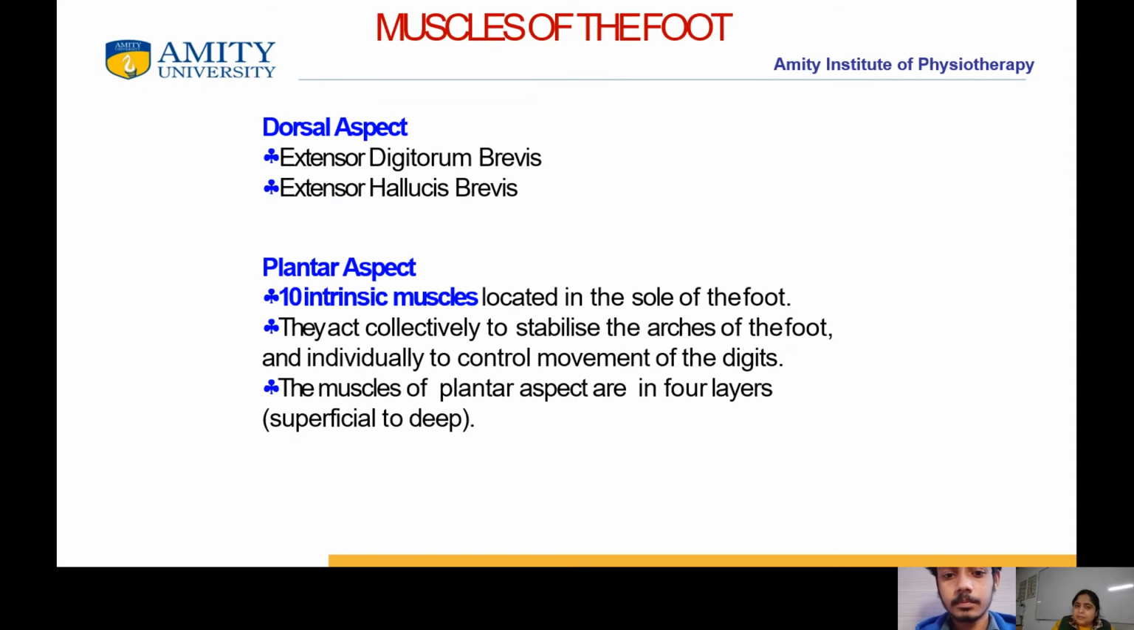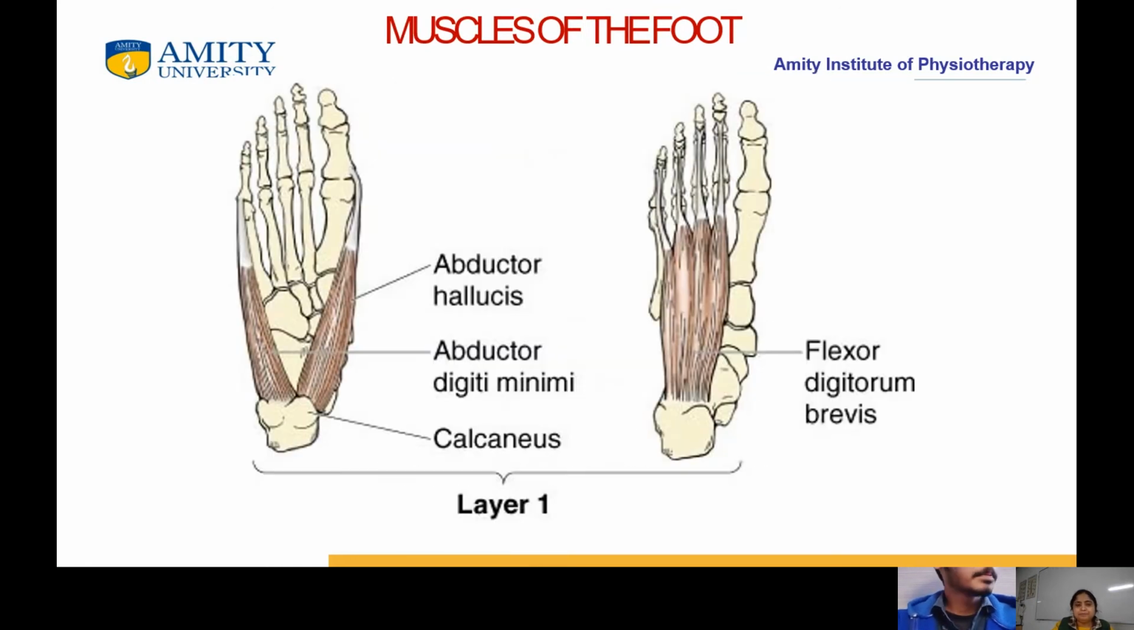Now if we see the dorsal aspect of the muscles of the foot, we have extensor digitorum brevis and extensor hallucis brevis. And in the plantar aspect, we have 10 intrinsic muscles that are located in the sole of the foot. Now, what is the significance of these 10 intrinsic muscles? They act collectively to stabilize the arches of the foot and individually to control movement of the digits. So the muscles of the plantar aspect are in 4 layers, from superficial to deep. This is layer 1, which has abductor hallucis, abductor digiti minimi and flexor digitorum brevis.